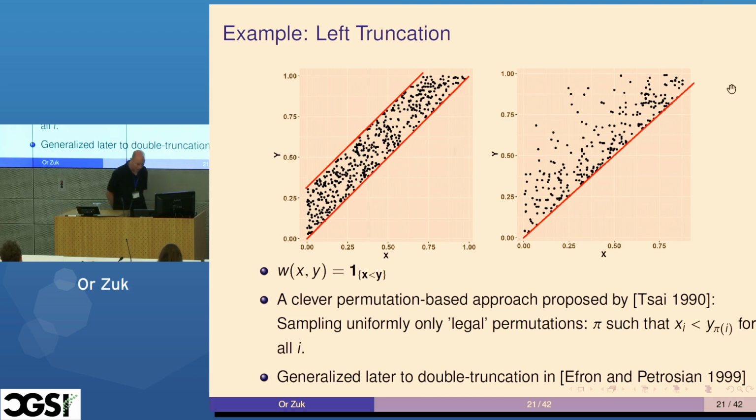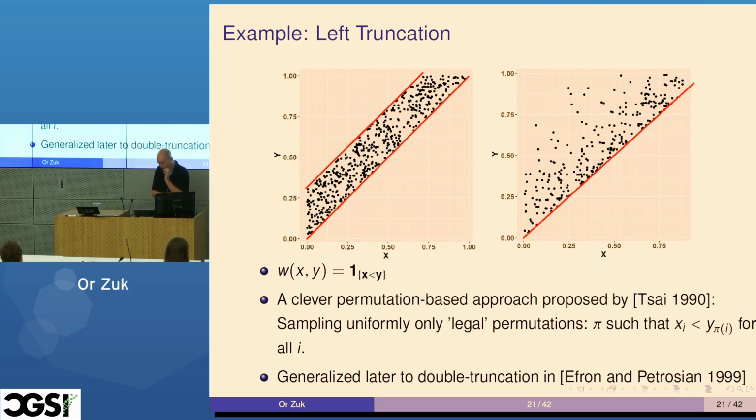I don't have time to go into the motivation, but there are real-life stories that lead you to this kind of bias. Sometimes you have patients who are in the hospital, and you can only measure them while they are there, and then they leave, so you don't see them, et cetera. So what do you do?